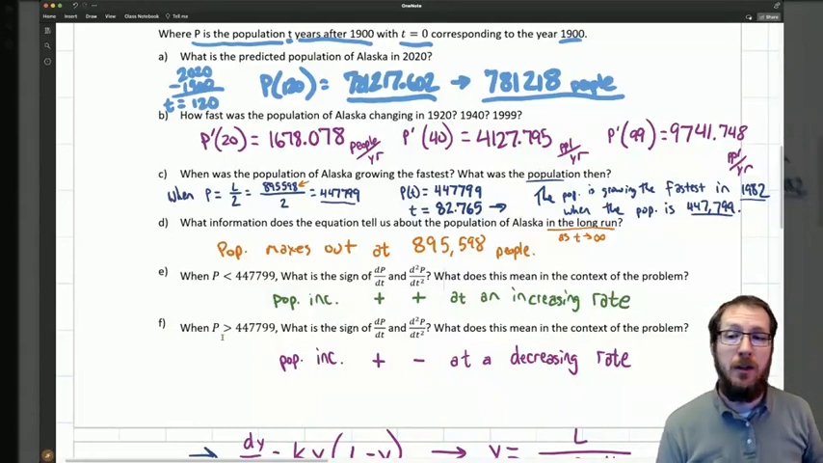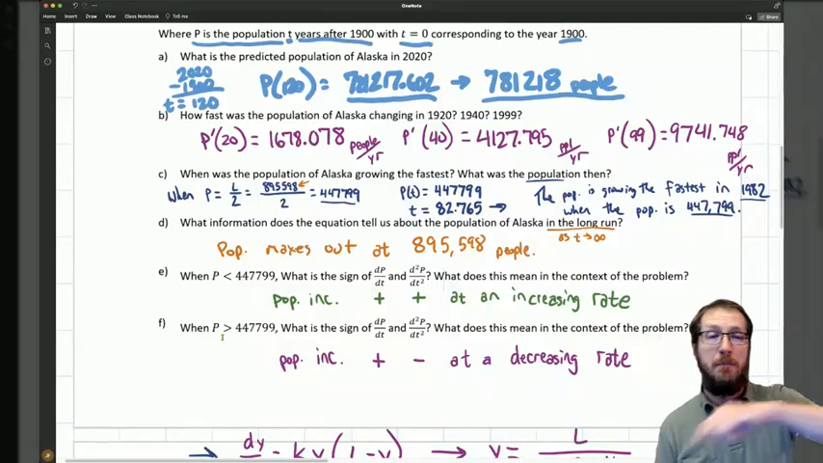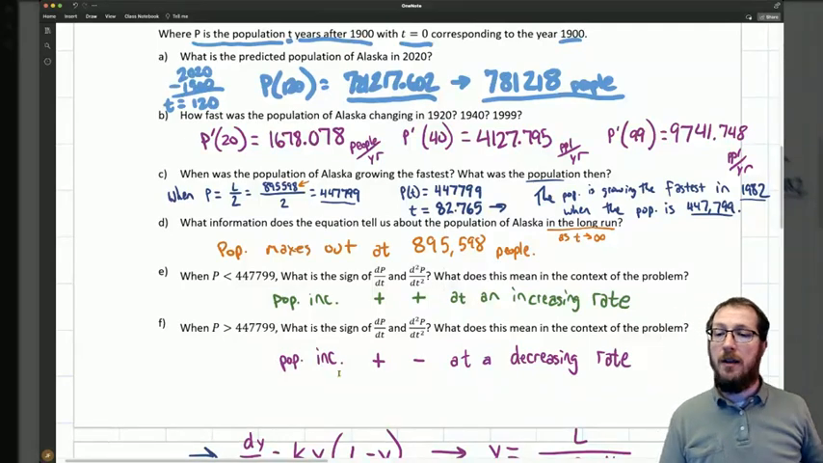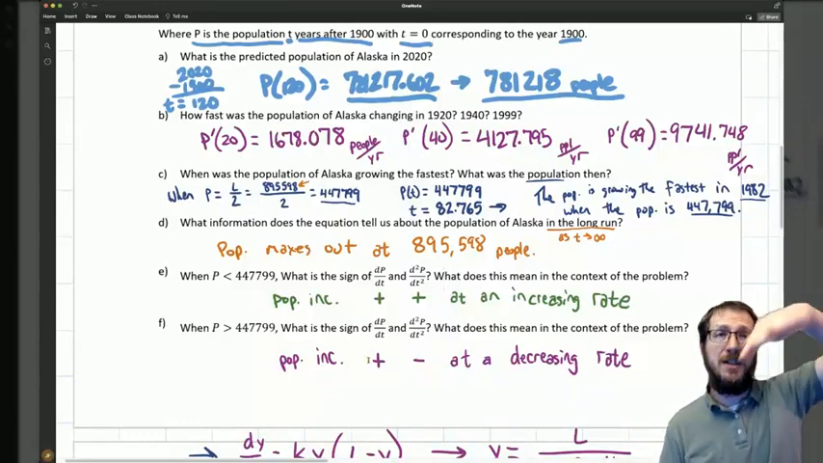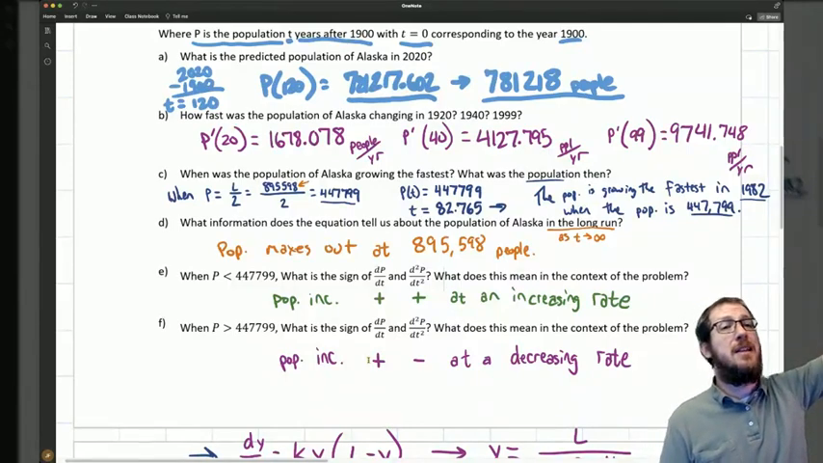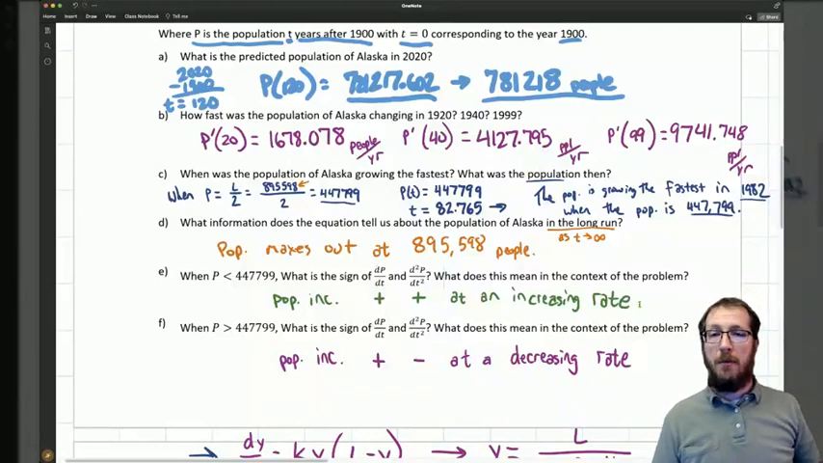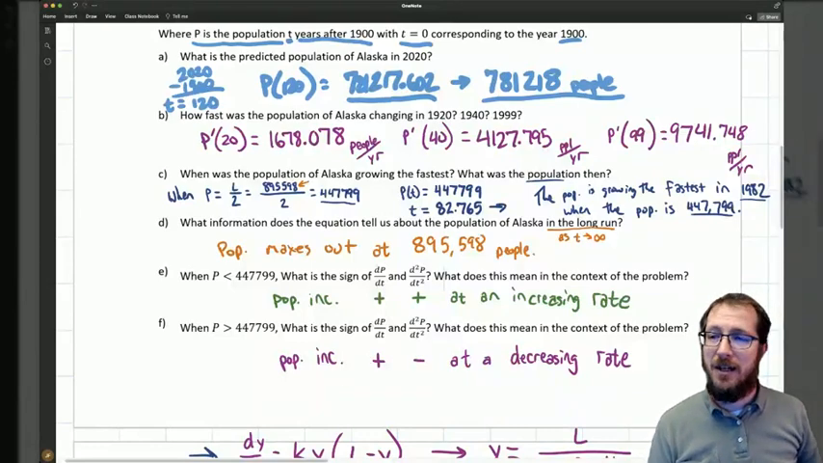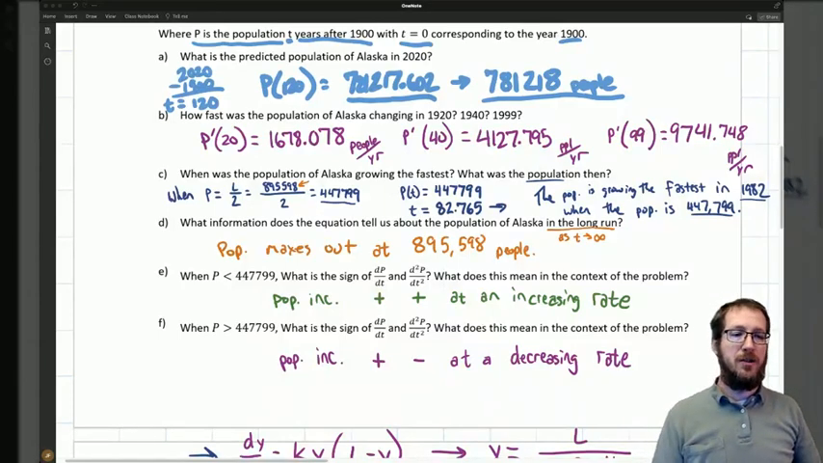Part F, when the population is bigger than that, then the population is still increasing, right? It's still getting bigger, closer and closer to that upper asymptote, but now it's at a decreasing rate, all right? The slope is flattening out over time. Okay, so the population is increasing at a decreasing rate. All right, we'll tackle page 2 in the next part of this video.